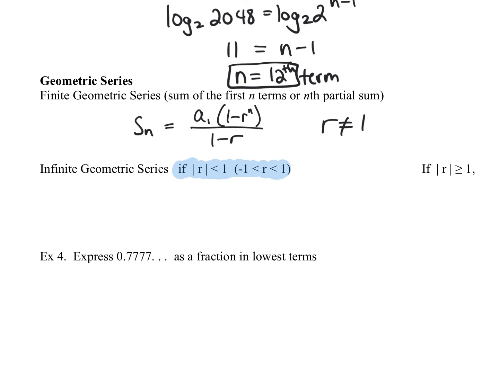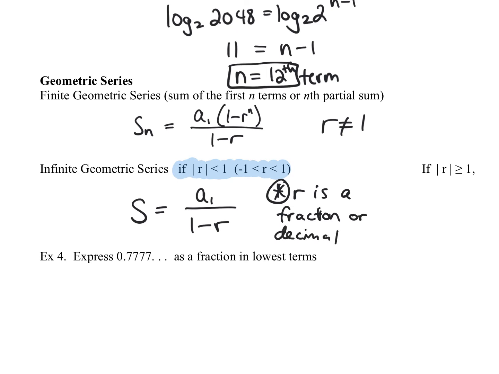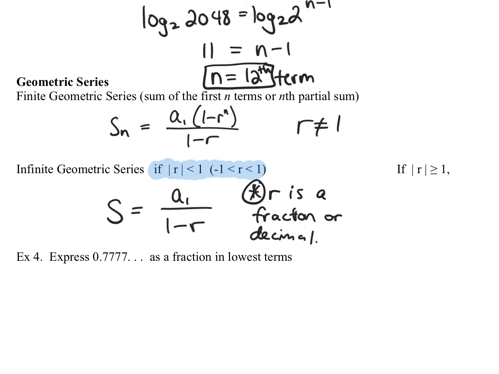And the formula we're going to use there to find the sum of a series is the first term divided by 1 minus r. This depends on the fact that r is a fraction or a decimal. If the absolute value of r is more than 1, our solution would diverge. In other words, there is no sum. So let's see how we can make that work.